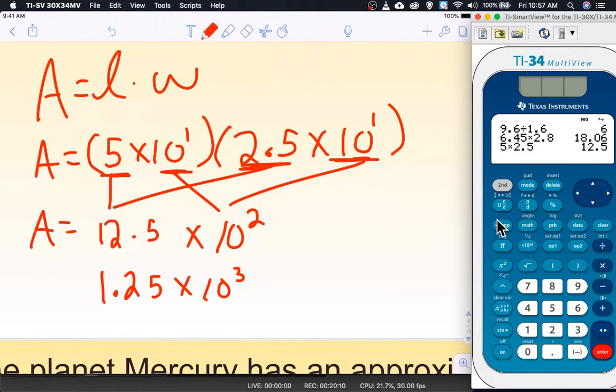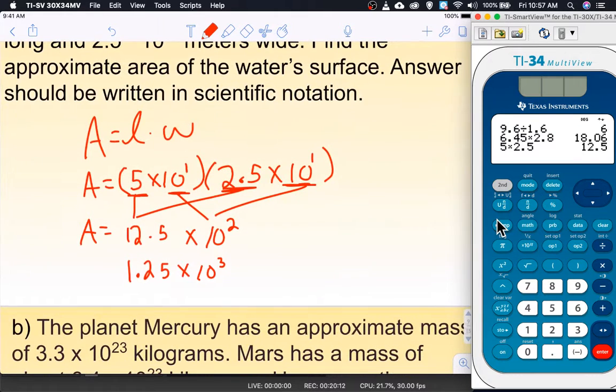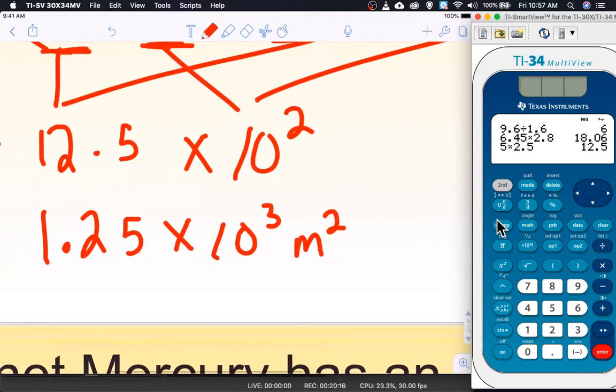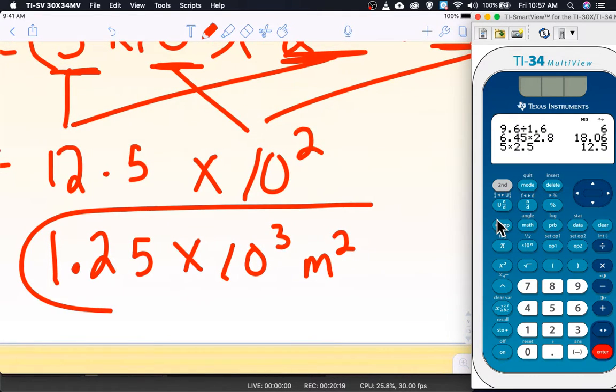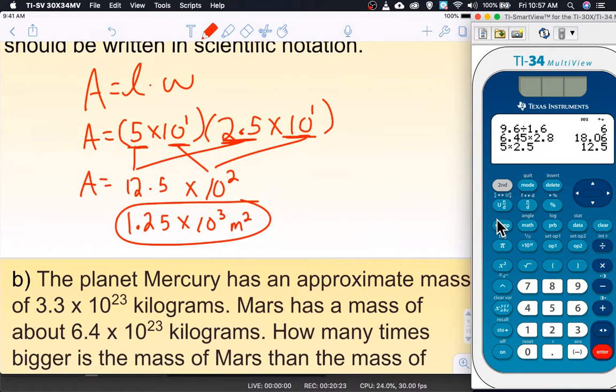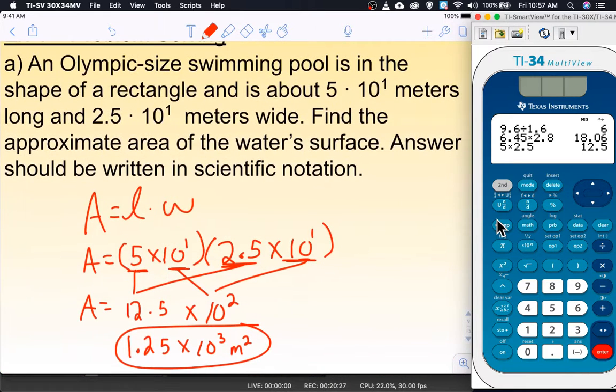And I should probably put my unit. That is, what was it, meters? Meters squared. So that's the area of the pool. 1.25 times 10 to the third meters squared is the area of the water's surface. Okay, a multiplication.